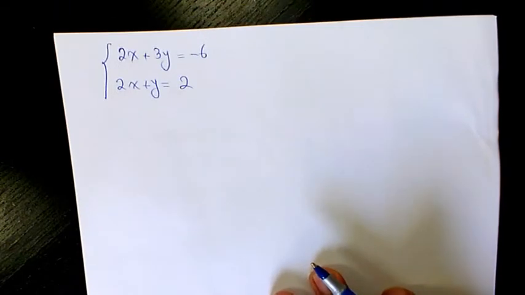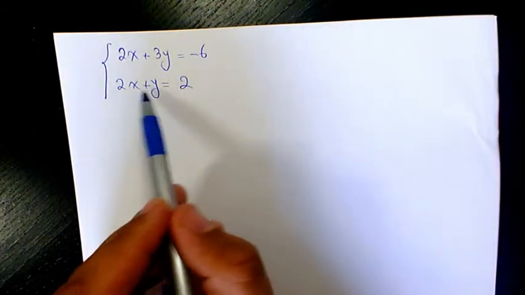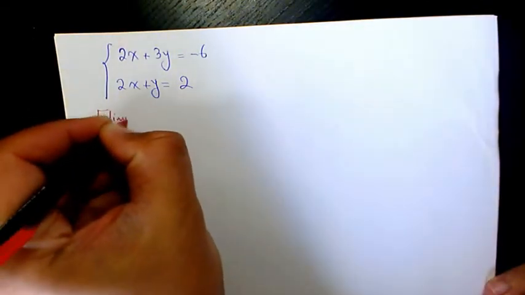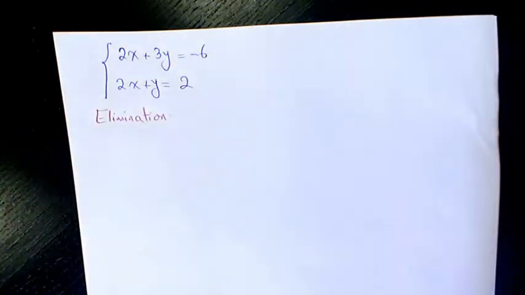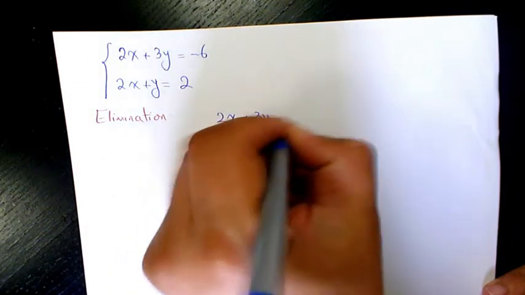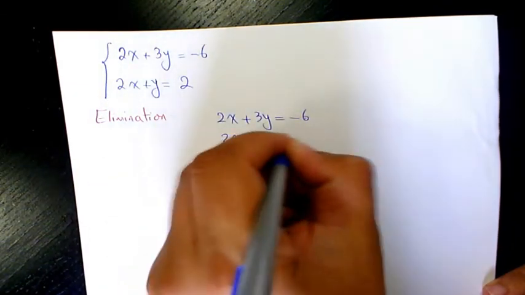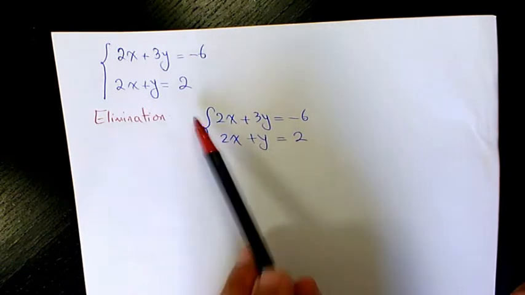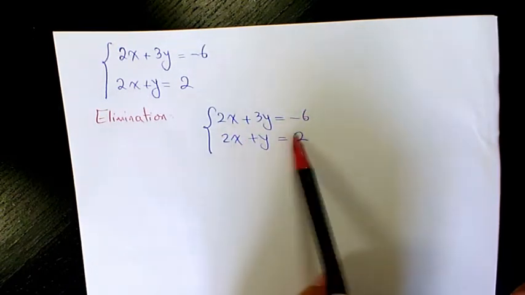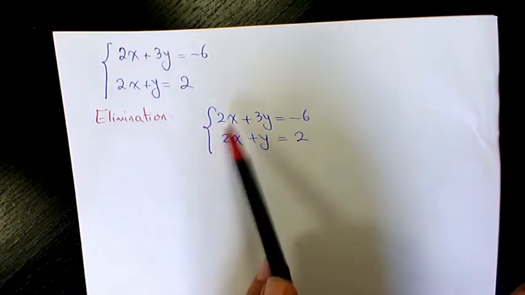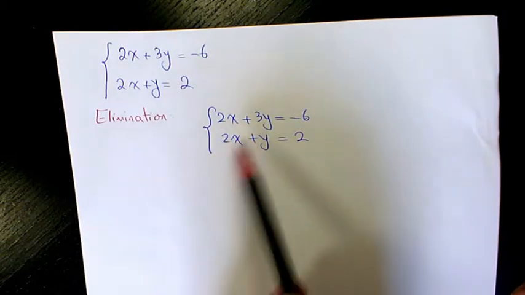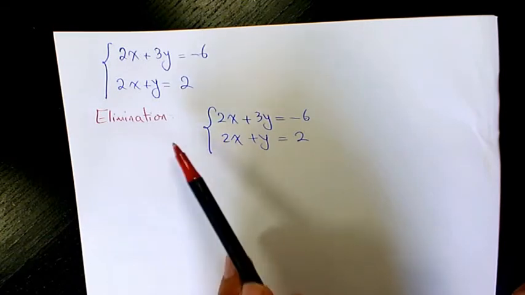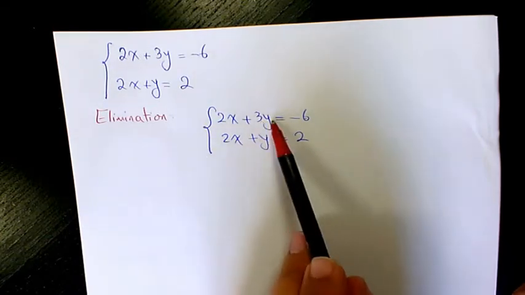So this example is 2x plus 3y equals negative 6, and the other one 2x plus y equals 2. So let's use elimination method first. So we have 2x plus 3y equals negative 6. 2x plus y equals 2. If I want to eliminate x, I just need to multiply the first equation or the second equation by negative 1. Then one of them is going to be 2x, the other one negative 2x. When you add them, it's going to cancel out. If I want to eliminate y, I need to multiply the second equation by negative 3. So it's going to be negative 3y plus 3y, cancel out.